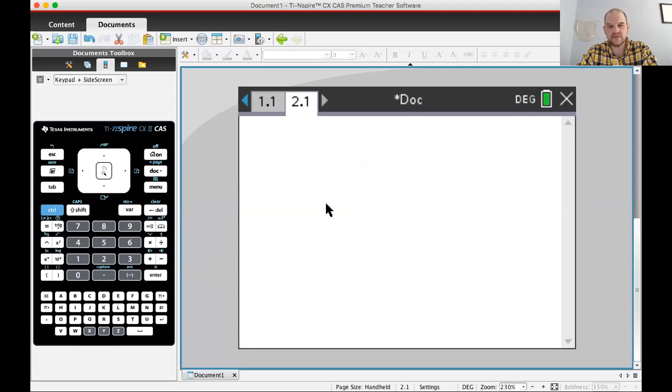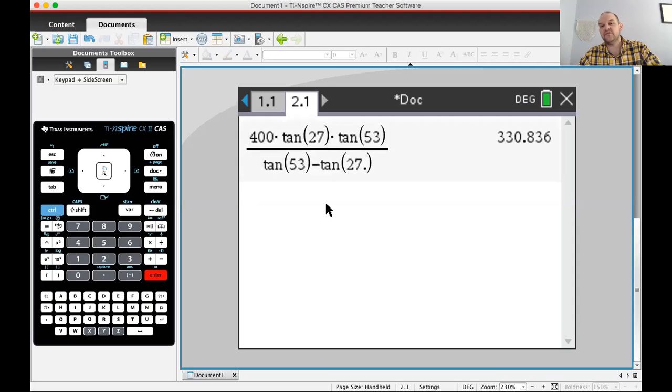So let me first just see what the calculator says. 400 tan 27, tan 53 over tan 53 minus tan 27, decimal. Okay, 330.836. So let me write that down. 330.836. It's probably in feet, I would assume. Yeah, she moves back feet, so that's got to be feet.